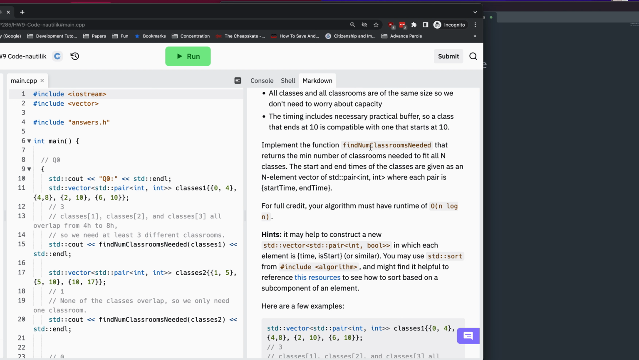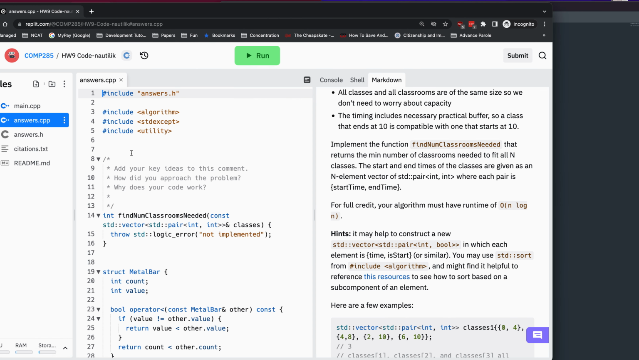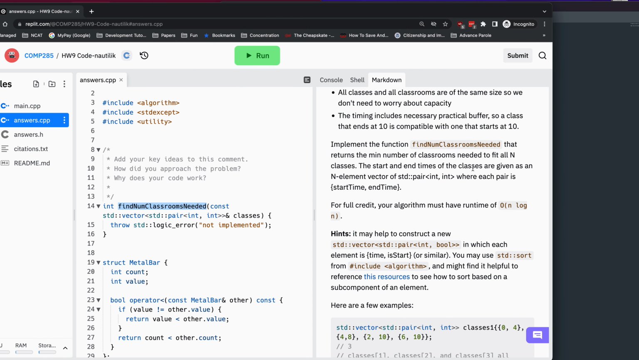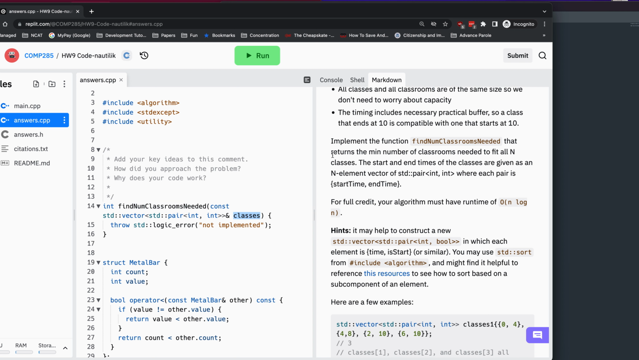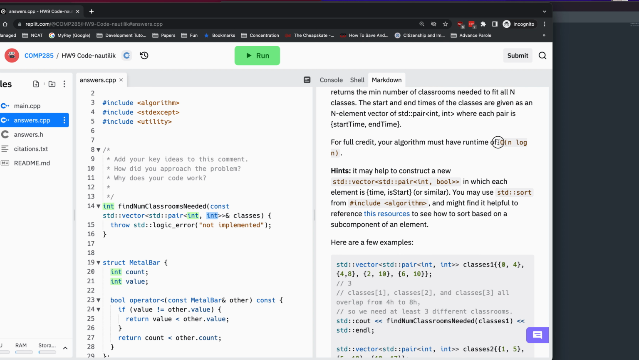The goal is to implement the function find classrooms needed in answers.cpp, which returns the minimum number of classrooms you need to fit the N classes. The N classes are given as a start and ending time, two numbers, in a vector of pairs. For full credit, your algorithm needs to run in n log n time.